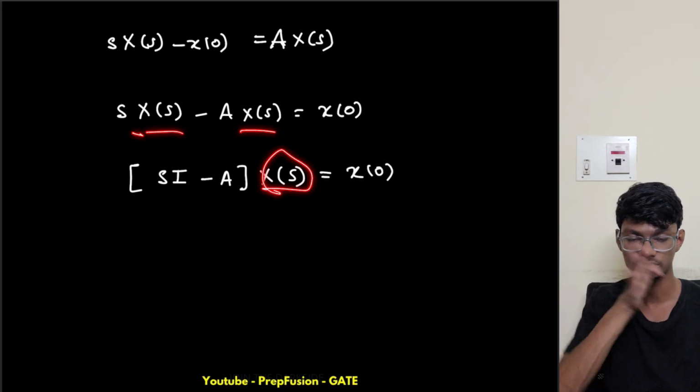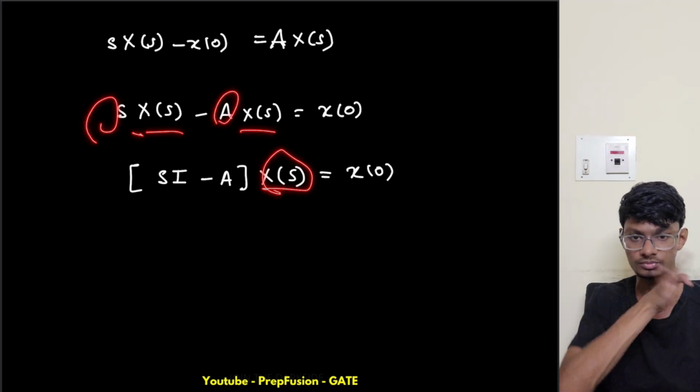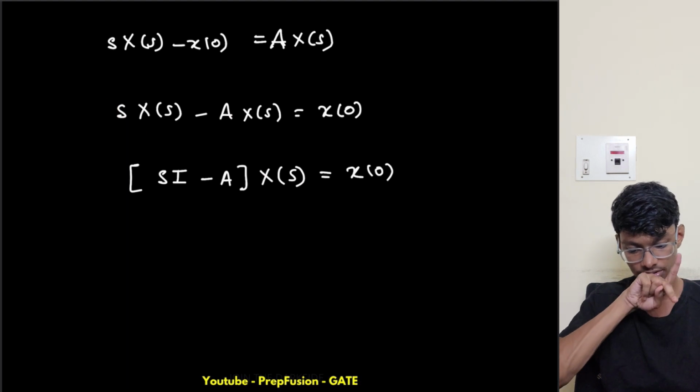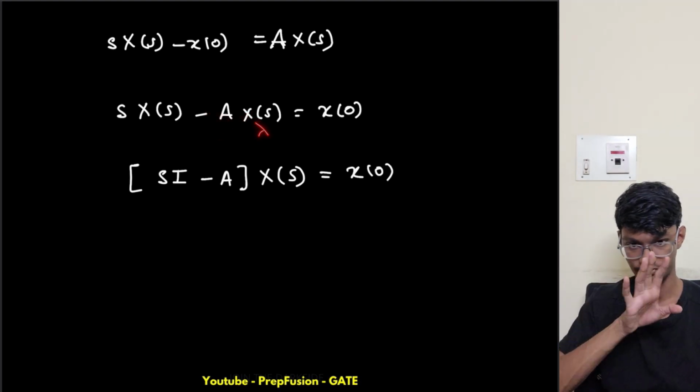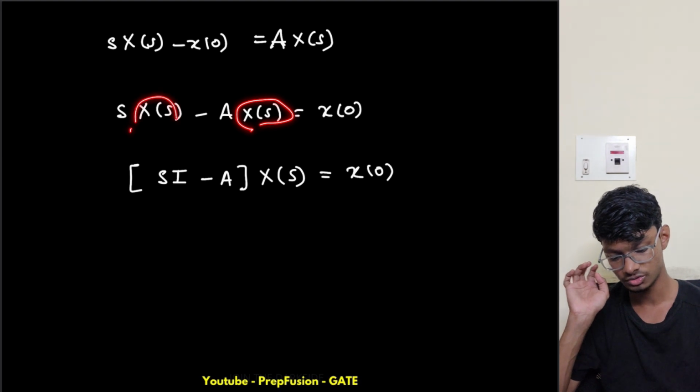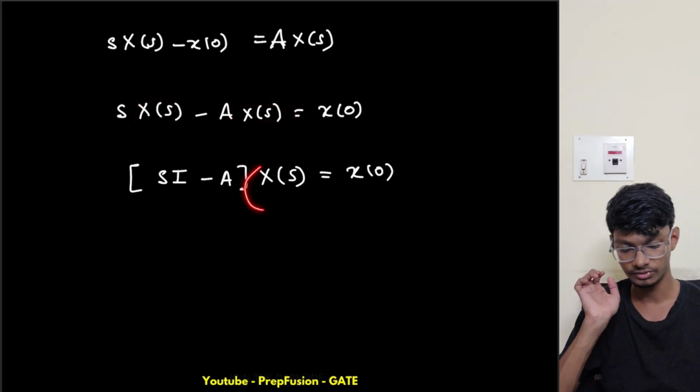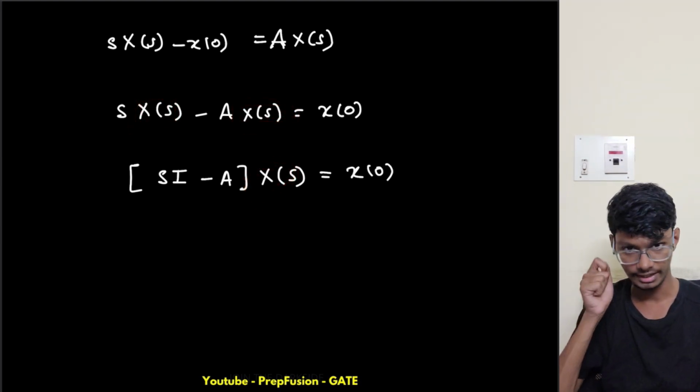Because this is post-multiplied with s and this is post-multiplied with A as matrix multiplication, it doesn't follow the commutative law. We can't take x of s common here just because these two are post-multiplied. That's why we can take common here. So I hope that also clears your doubt.